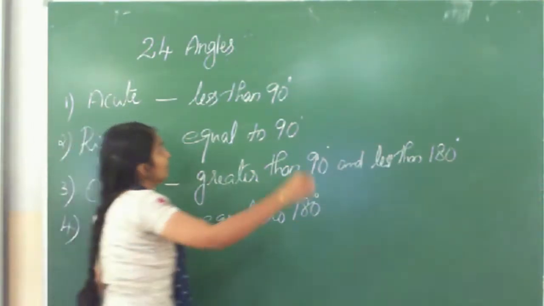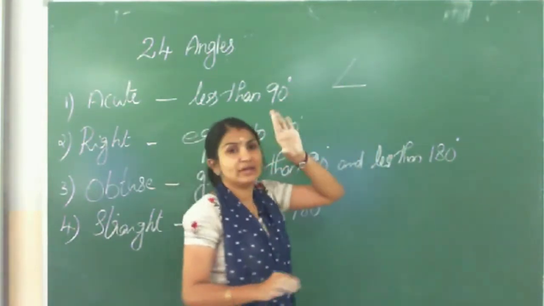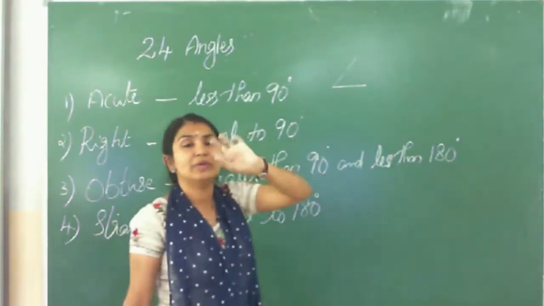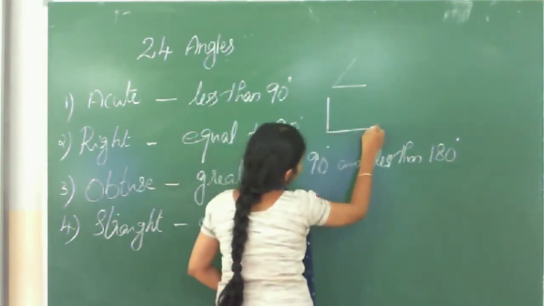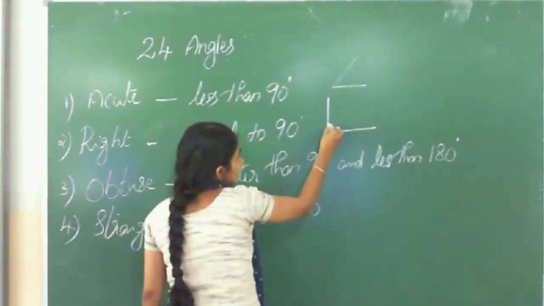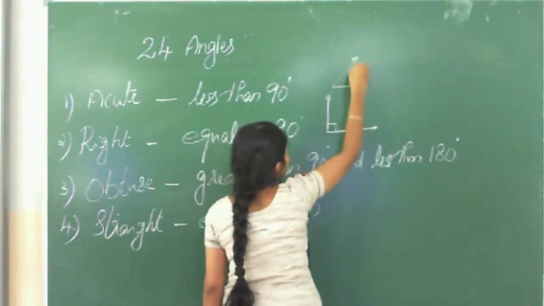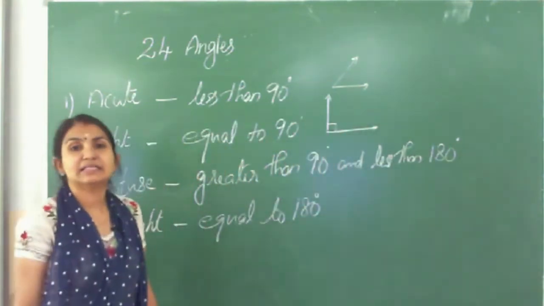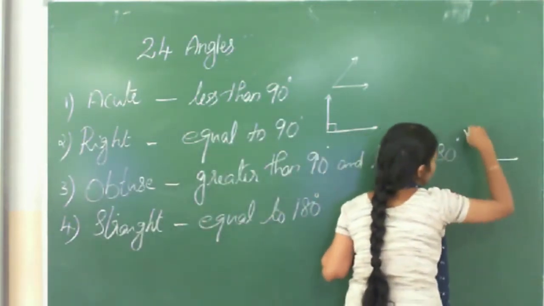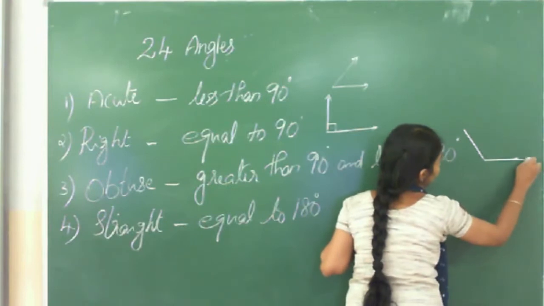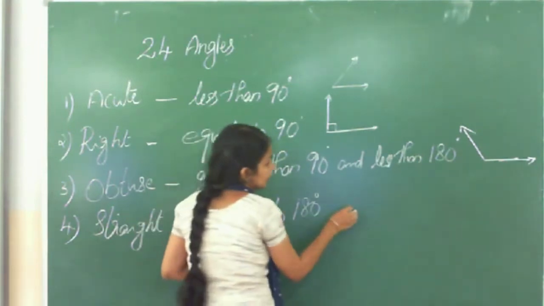So how can we represent this acute angle? Whenever we are drawing an acute angle, it will be a small one. The width or gap between these two will be small. A right angle means it will be like a perpendicular one, and when we are writing here one small square shape, it means this one is 90 degree. And obtuse means always it will be a big one, the width will be more. And straight means it's a straight line.